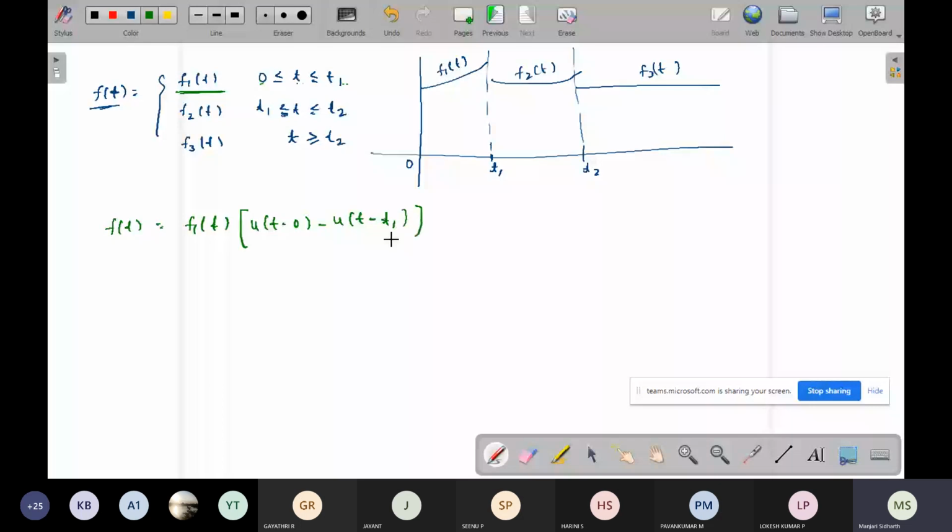Right. Now complete for this. Then u of t minus t1 minus u of t minus t2. This is f3t. This value means u of t minus 1 and u of t minus 2. That means its value is 1, right? If t lies between 0 to t1, its value is 1. Okay, so you can write now f3t.